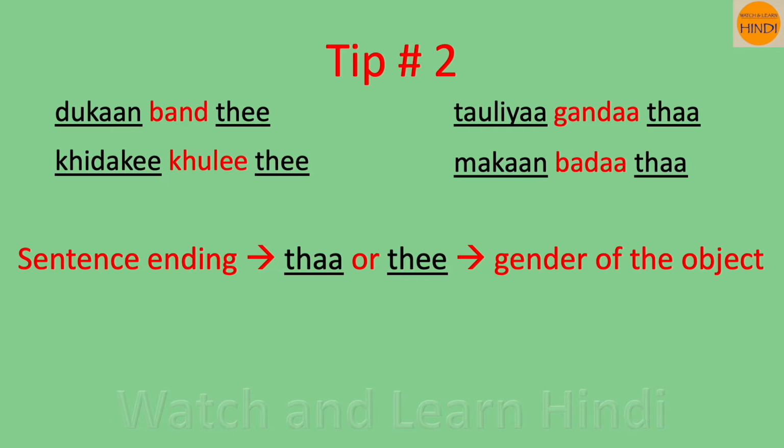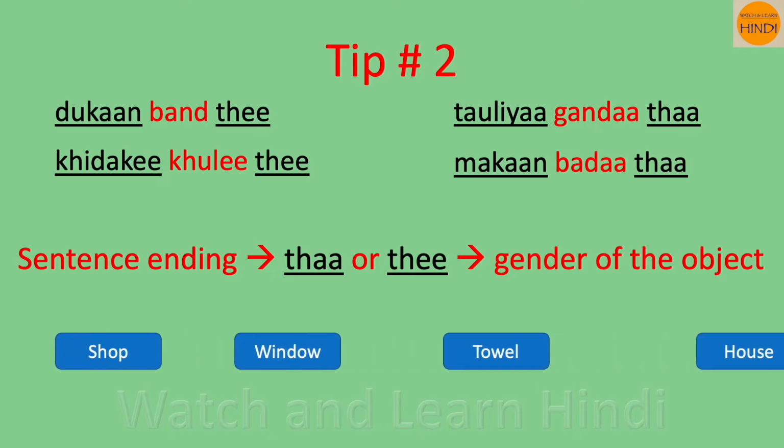And this is a big thing because figuring out the gender of non-living objects in Hindi is challenging even for advanced Hindi learners. So if you look back at the sentences till now, you should be able to figure out what is the gender in Hindi for shop, window, towel, house, and so on. If you have any doubts, let me know in the comment section. Again, tha is for masculine and thi for feminine.